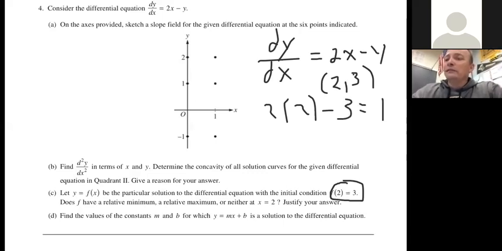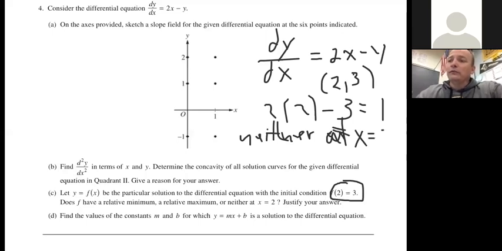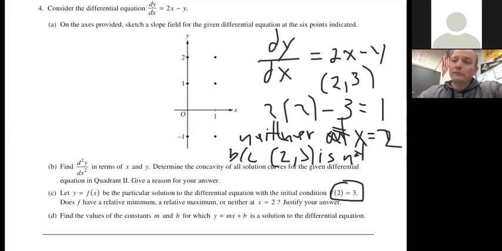So what that means is, since it doesn't equal 0, (2, 3) is not a critical number. So that means the answer would be neither. And the reason would be, we would just say at x equals 2, and that's because (2, 3) is not a critical number. So that's part C. So those are pretty easy.